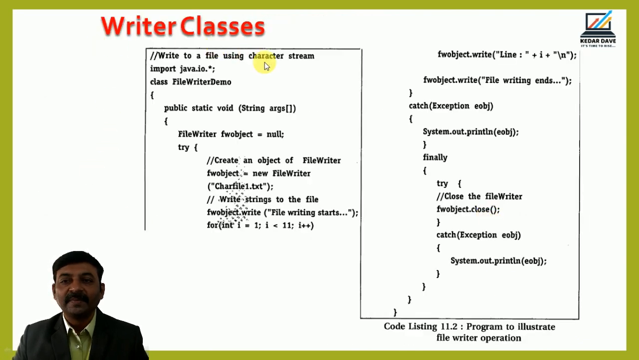This is one program, and it is also available in my practical playlist, so check it. This is the Writer class file: write to a file using the character stream. We import java.io, after that the class name is FileWriterDemo. We add the main method, public static void main(String[] args), and then we write this program. This program illustrates the FileWriter operations. It is given in my practical, so please check it.